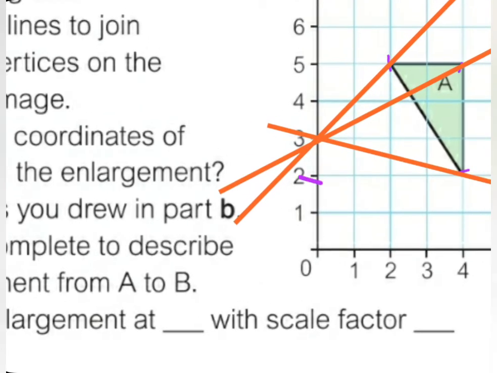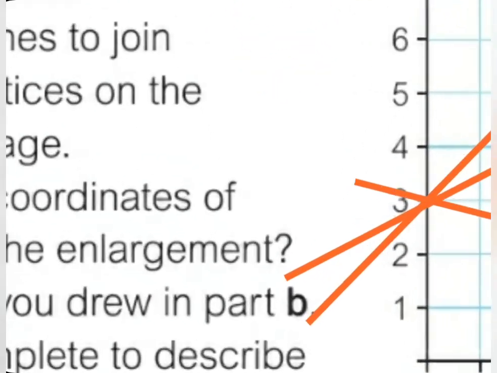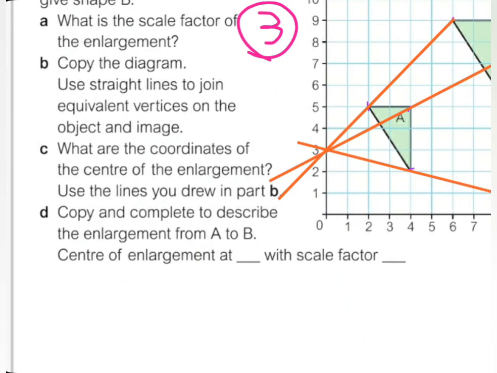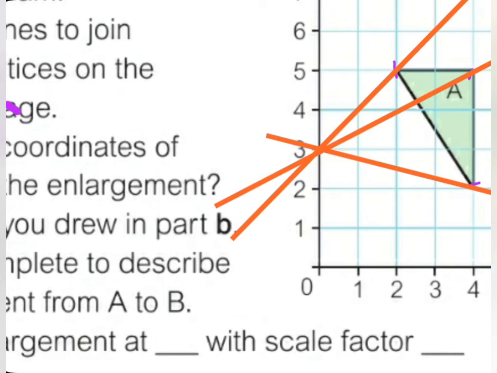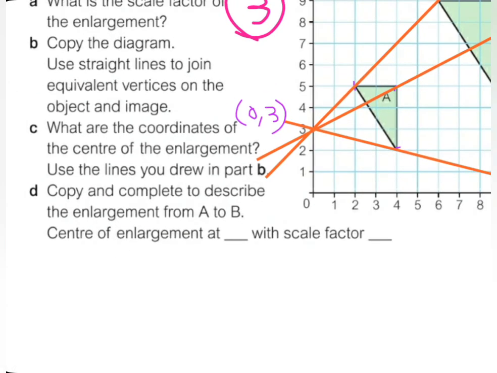Now, the coordinates of this point, x is what? Very good. X is here, so it's 0. And y is 3. Good. So the coordinates will be 0, 3. We will write it here. 0, 3. These are the coordinates of the point that they meet in. And this is question C.